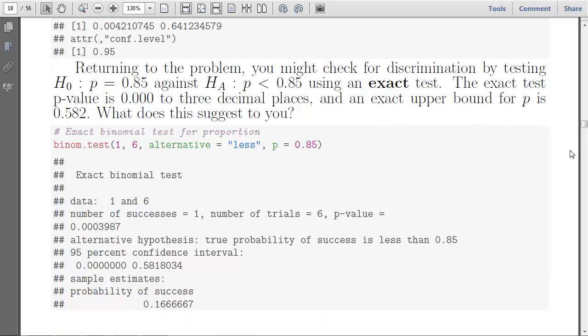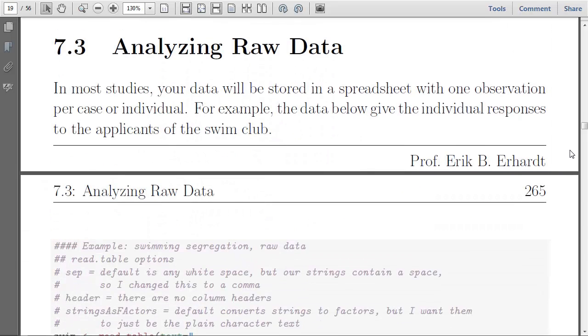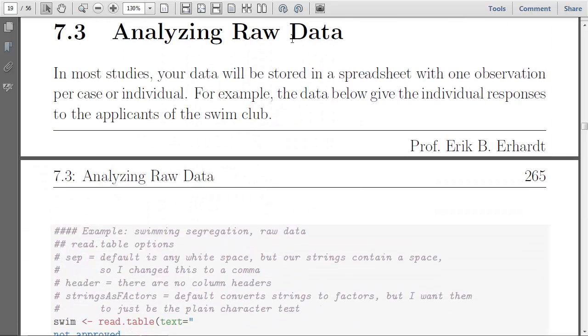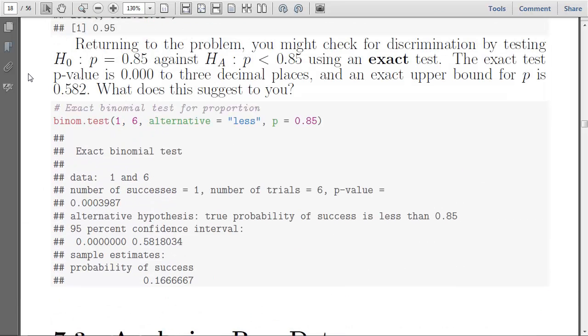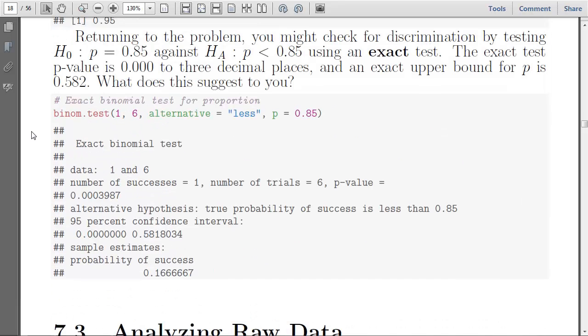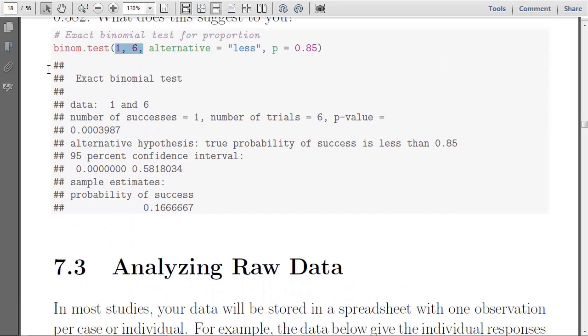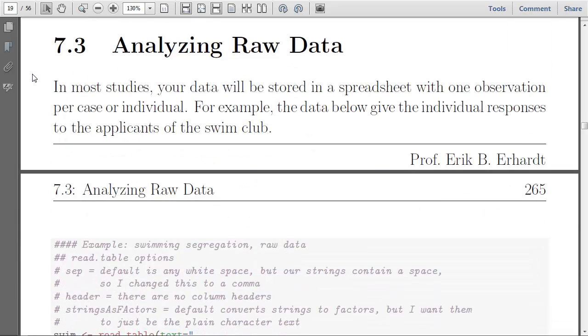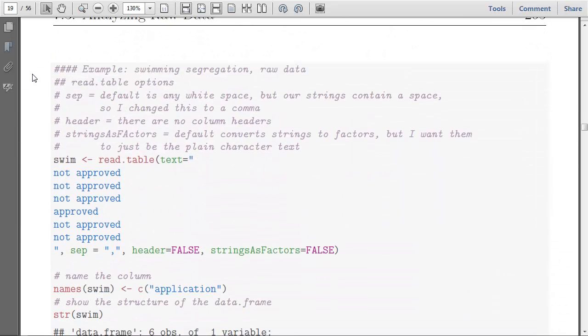The next video will be, you know what, this is such a short section. Let me just tack it on right here. So, analyzing raw data. Sometimes data is stored in a spreadsheet with one observation per individual. Notice that in all the previous examples, I had summarized data already, the number of successes and the total number. So here we've already counted up and summarized our successes and failures. When you've got raw data, so here's a swimming example, you need to do an extra step for the counting.